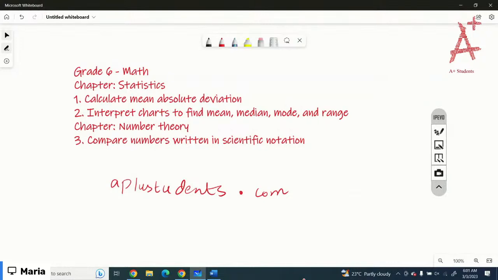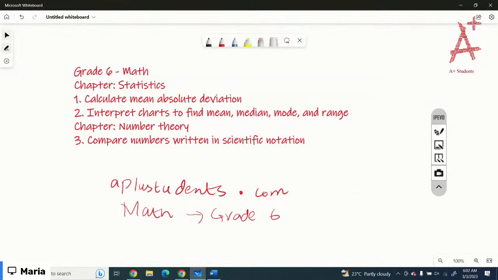You have to log in there using your email address, and the password is provided by the administrator. Then you have to select math from the subject tab. Scroll down to grade 6 and then click on view all lessons. There we can find the list of the chapters.